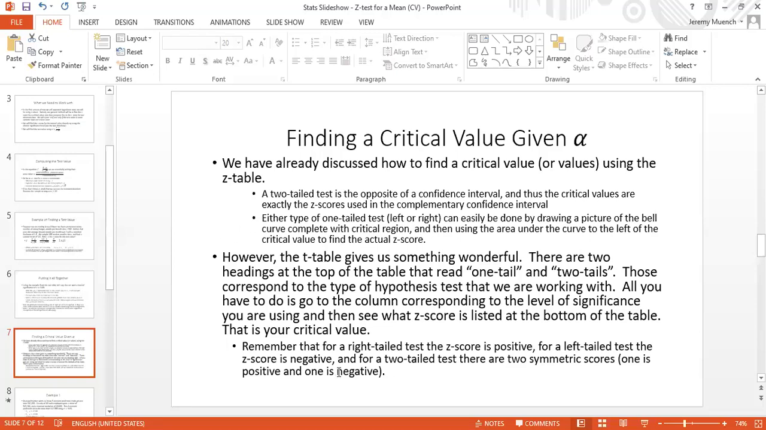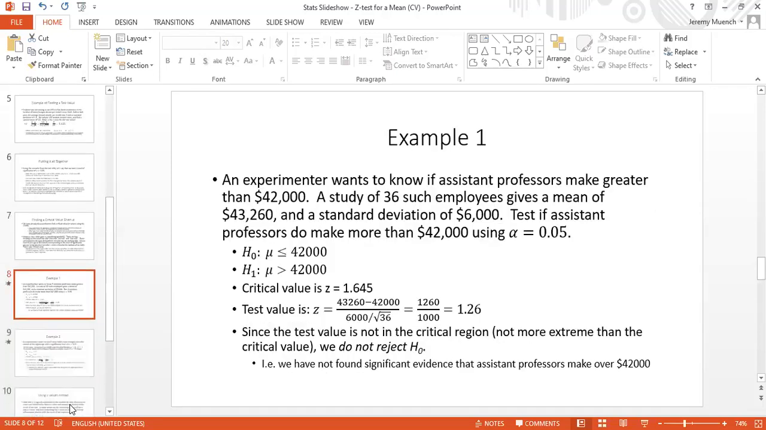Once again, remember, if you're using the t-table, that's only giving you positive z-scores. That doesn't mean that all your critical values are positive. If you're doing a right-tailed test, it's got one positive critical value. If you're doing a left-tailed test, it's got one negative critical value. So you need to take the z-score you get from that table and stick a negative sign in front of it. If you're doing a two-tailed test, there's two symmetric scores. One's positive, one's negative. So you'd say the critical values we have are plus or minus 1.96.